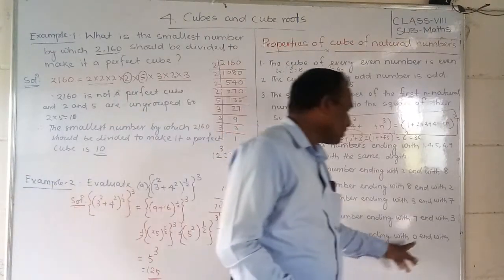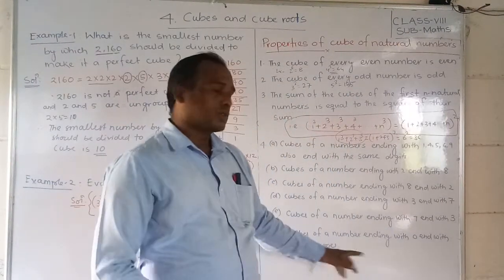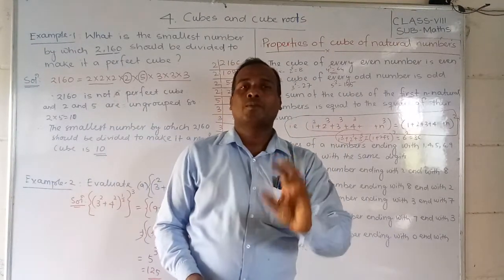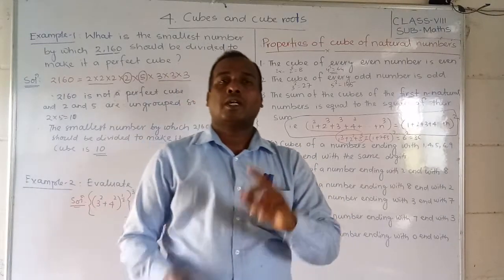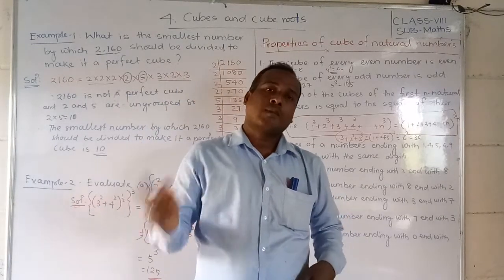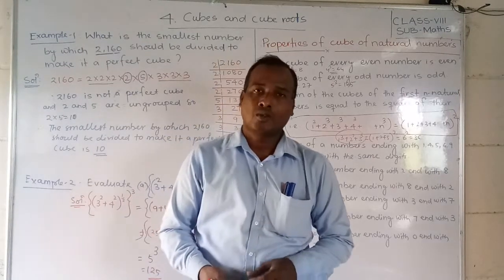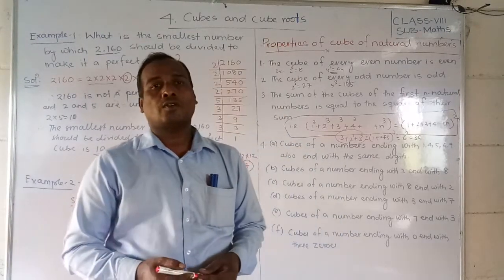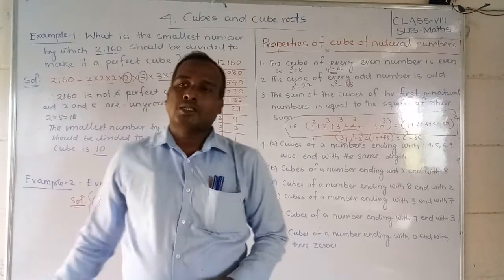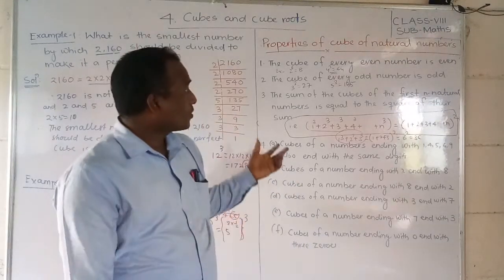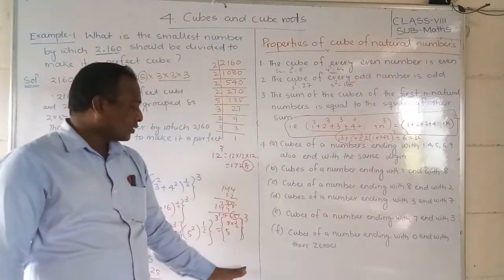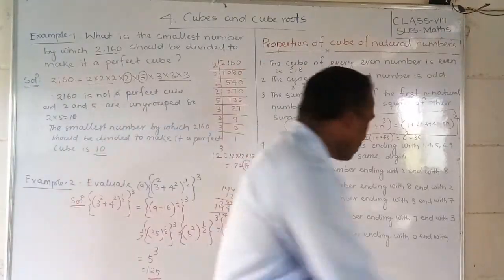Cubes of a number ending with 0 end with 3 zeros. Students, if a number ending with 10 is there and we find its cube, it will compulsorily have 3 zeros after cubing. Okay students, I hope you have understood these problems and whatever we have studied today that I have taught you. This property is very important, students, you should remember all these things.